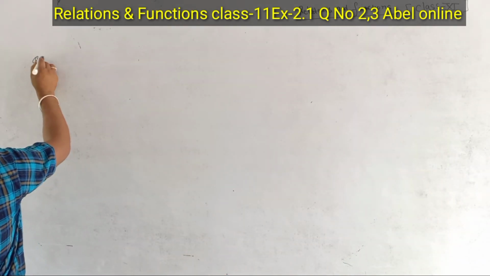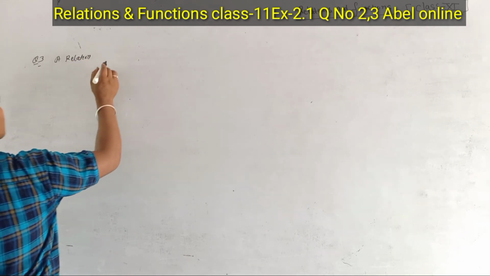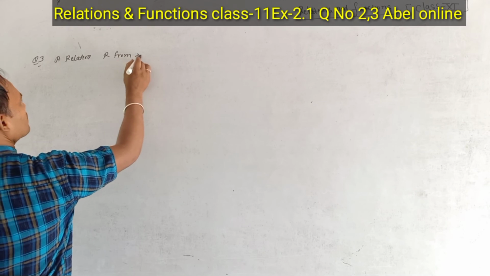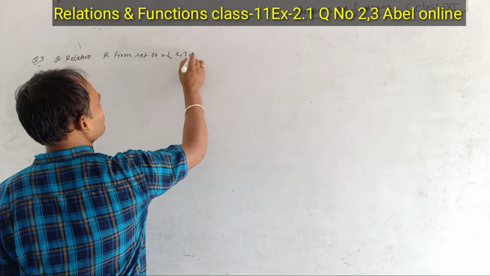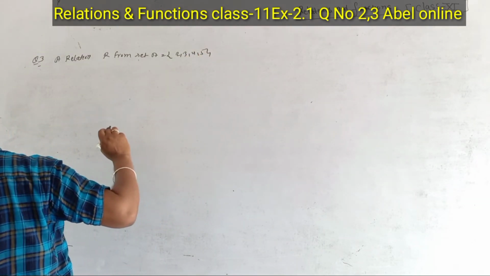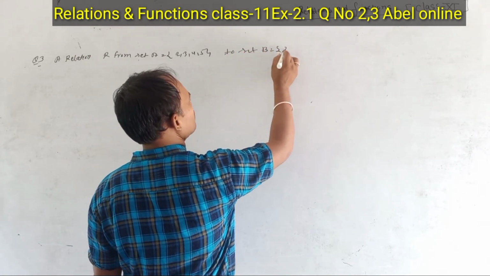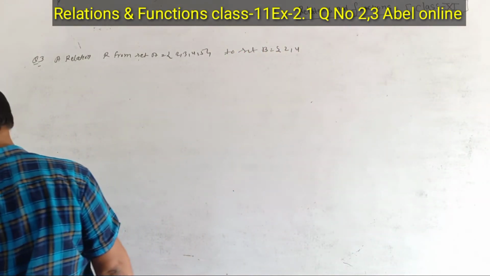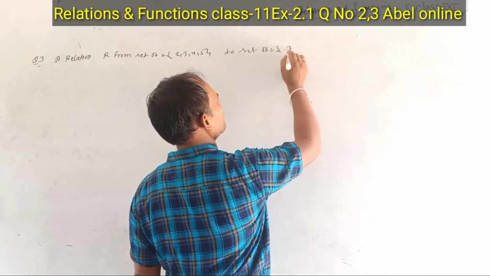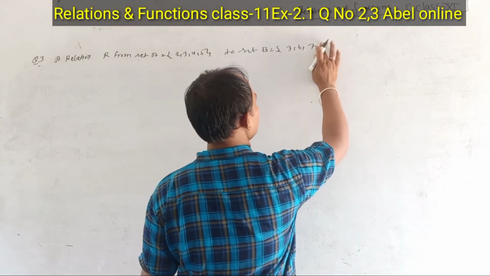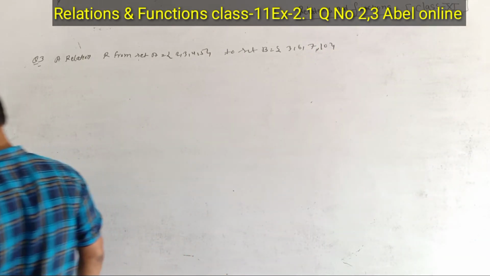Number 3 is a relation R from set A equal 2, 3, 4, 5 to set B equal 3, 6, 7, 10.